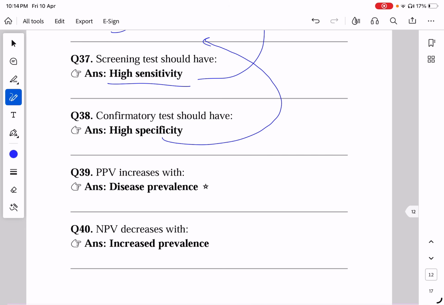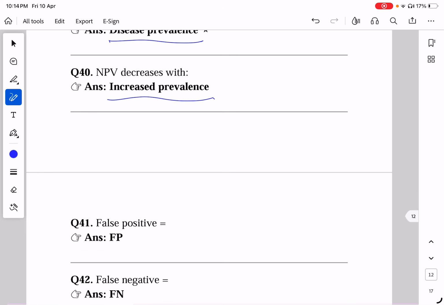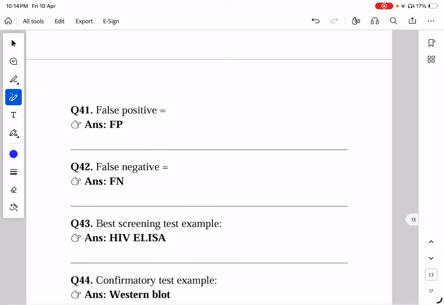Positive predictive value increases with disease prevalence. Negative predictive value decreases with increased prevalence. Okay. False positives, false negatives. Fine.